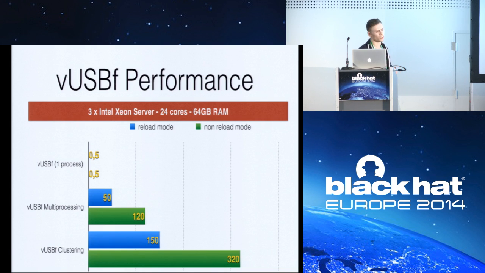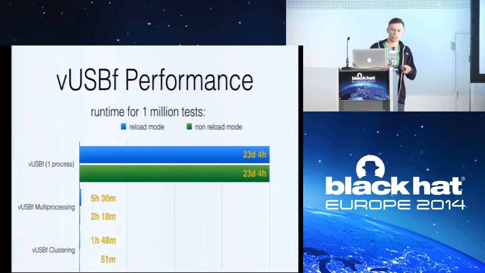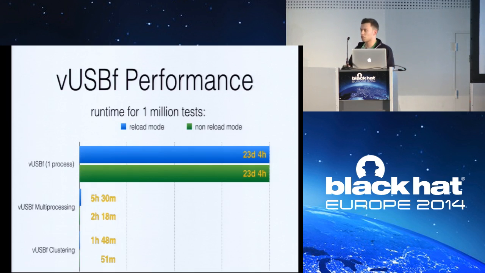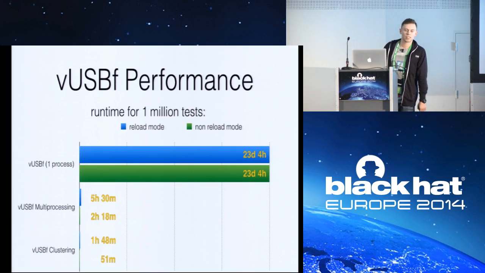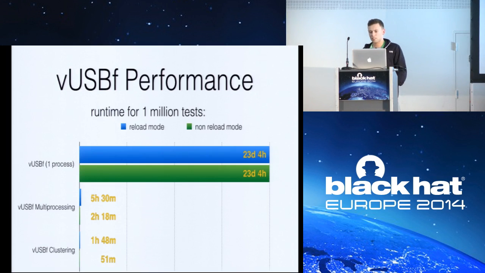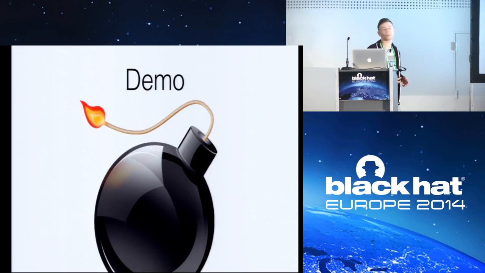And we just run these tests on older Intel server systems, so this is not high end. You can do better if you want. Imagine you want to run 1 million fuzzing tests. Using the Facedancer or other USB fuzzing solutions, you have to wait almost 1 month to do 1 million fuzzing tests. If you use our framework with the clustering capability, it's less than 1 hour. And let us show you a demo of our framework.